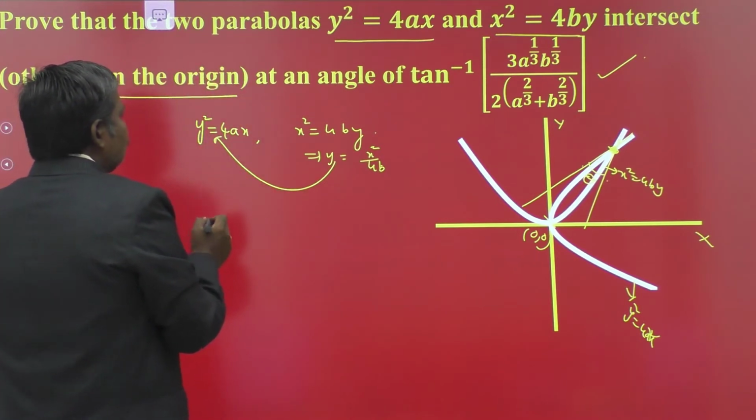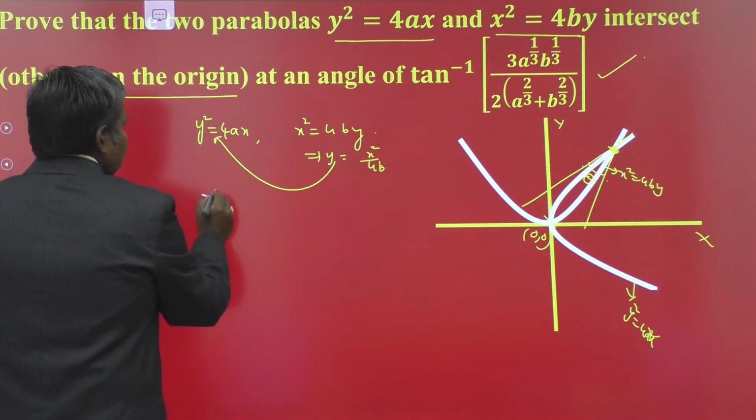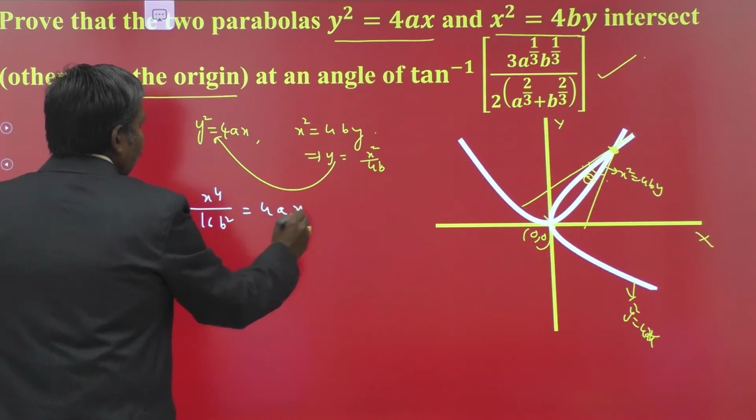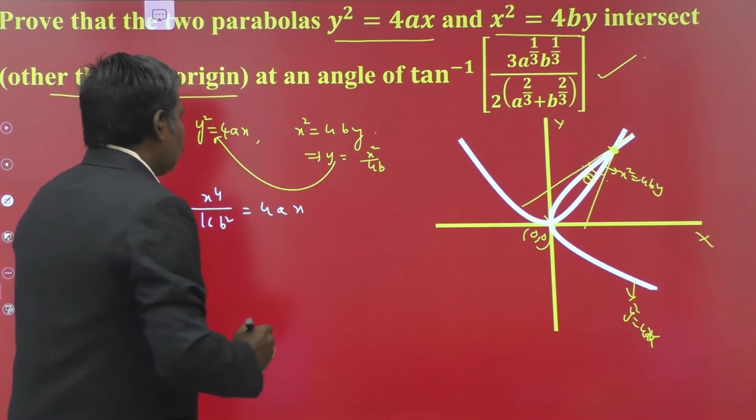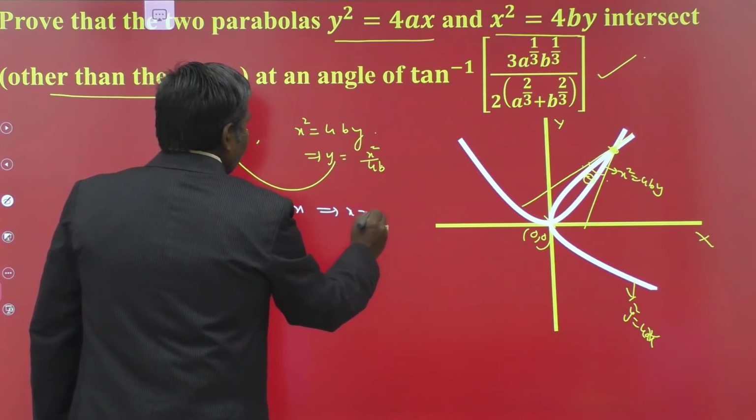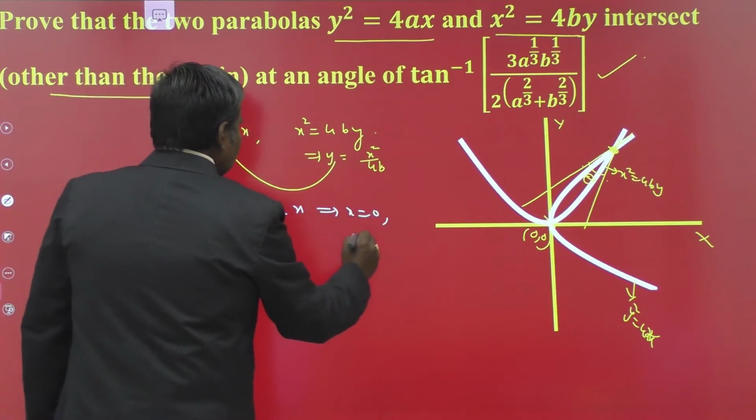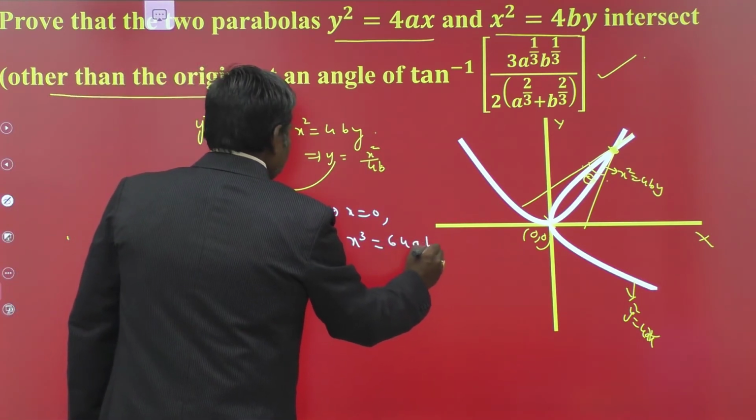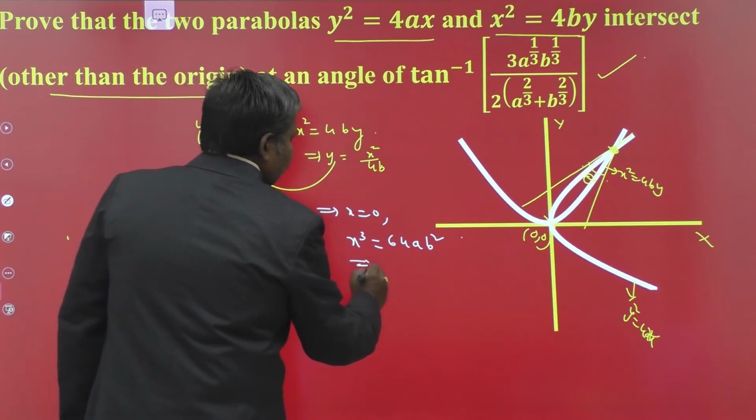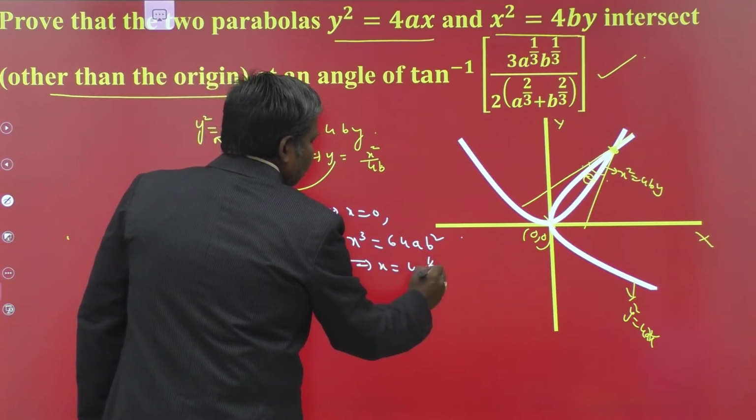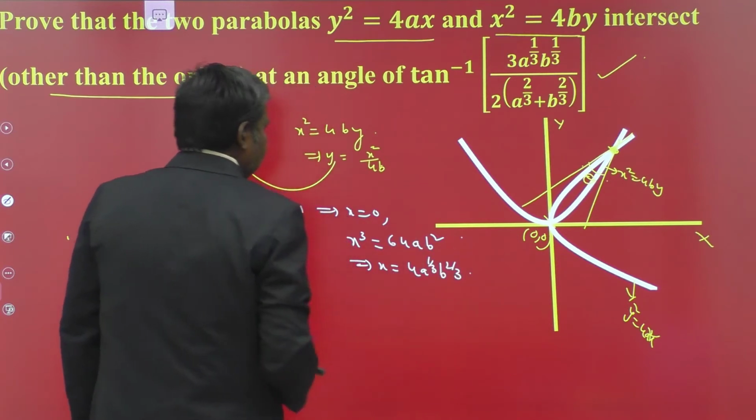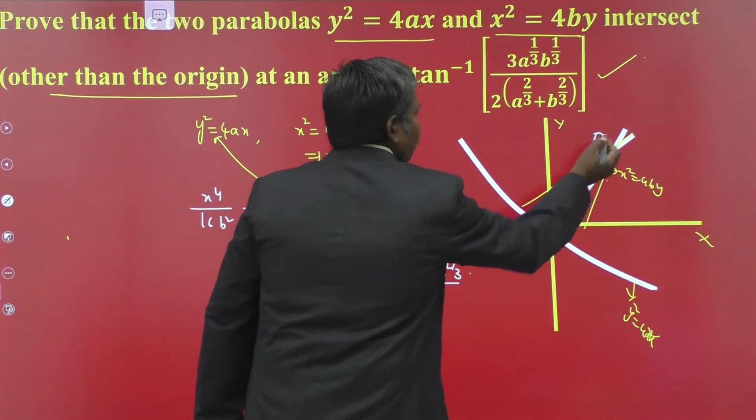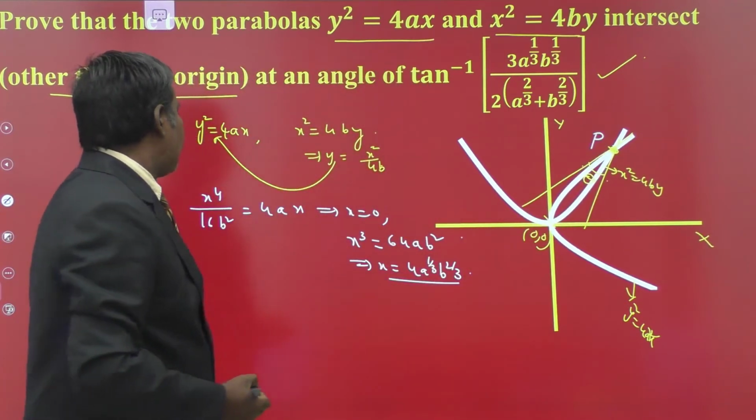So y is equal to x square by 4b. That means x power 4 by 16b square is equal to 4ax. So x equal to 0 is one solution, and x cube is equal to 64ab square is the other solution. From this, what is x here? x is 4a power 1 by 3 b power 2 by 3. So what is the x coordinate of the point P here? Suppose this is point P, say 4a power 1 by 3 b power 2 by 3.